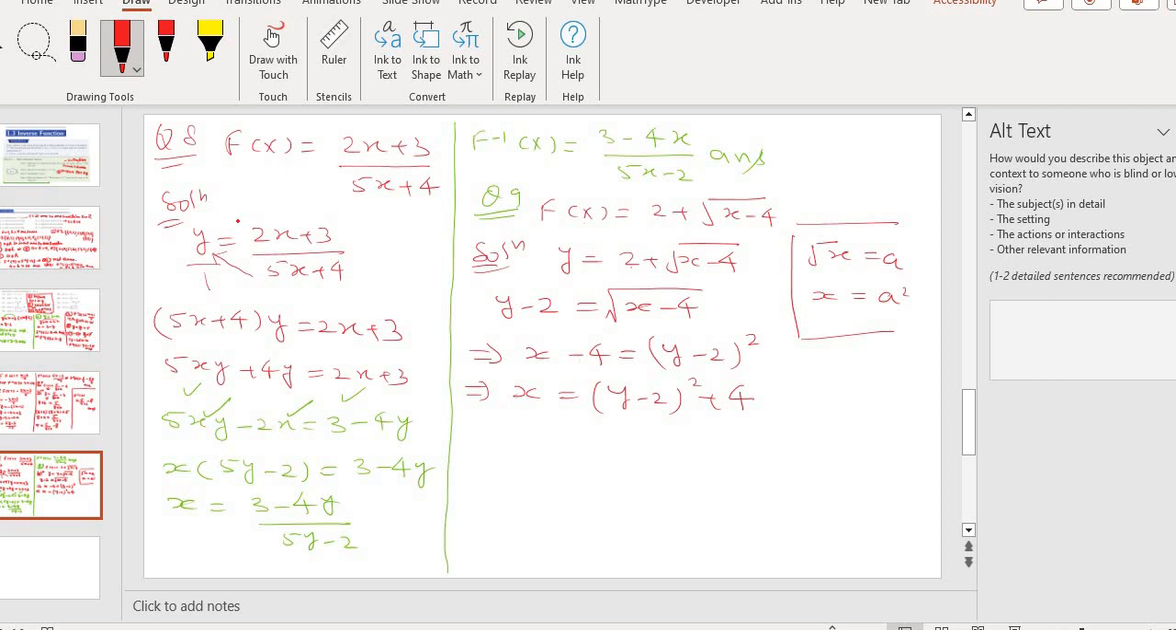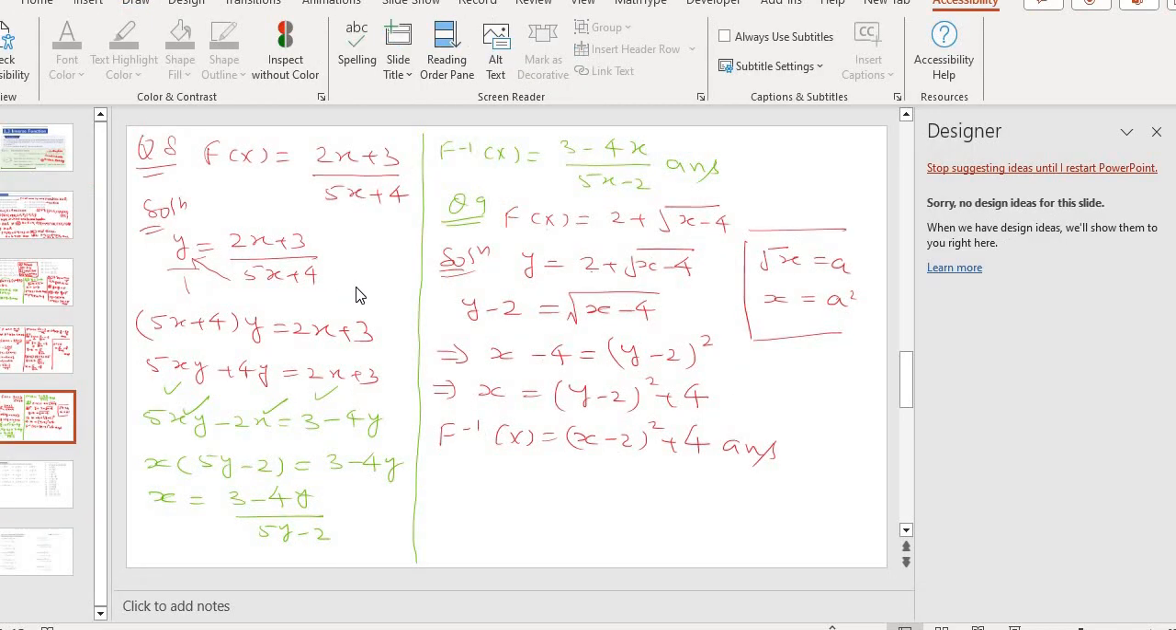So the third step is to change x to f inverse of x and y to x: (x - 2) squared plus 4. This is your answer of question number 9.